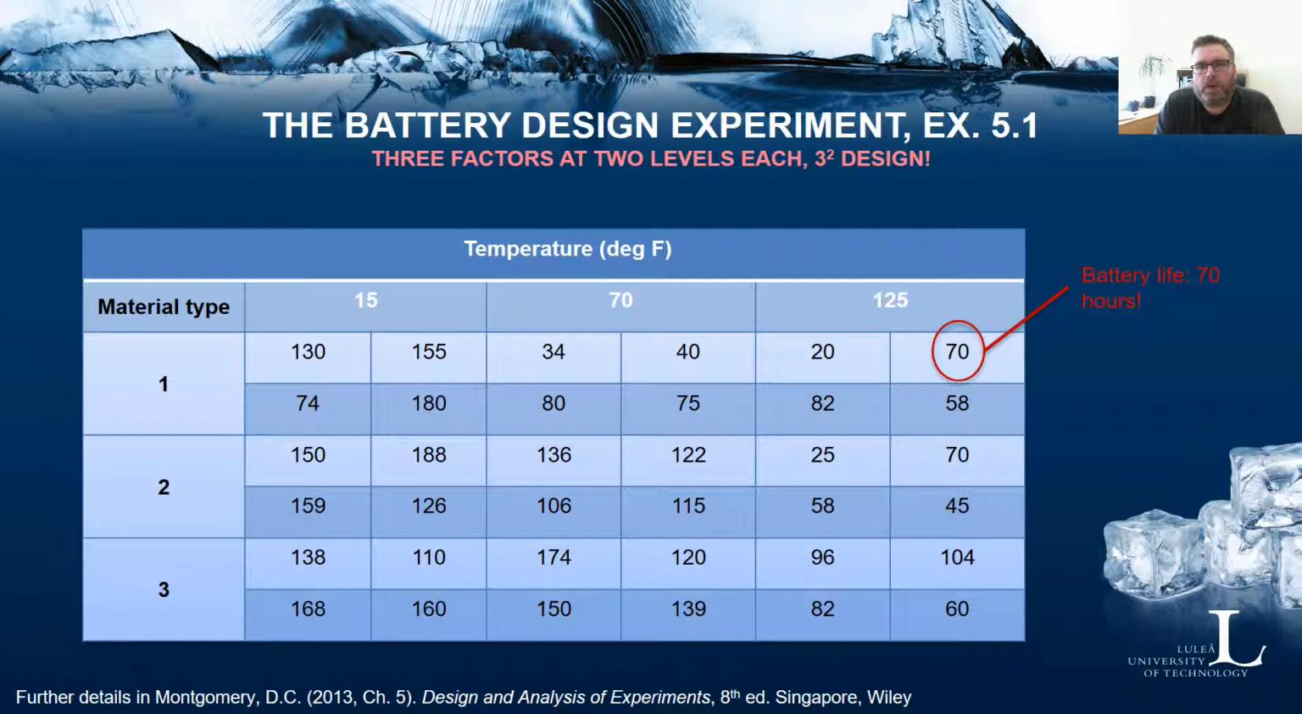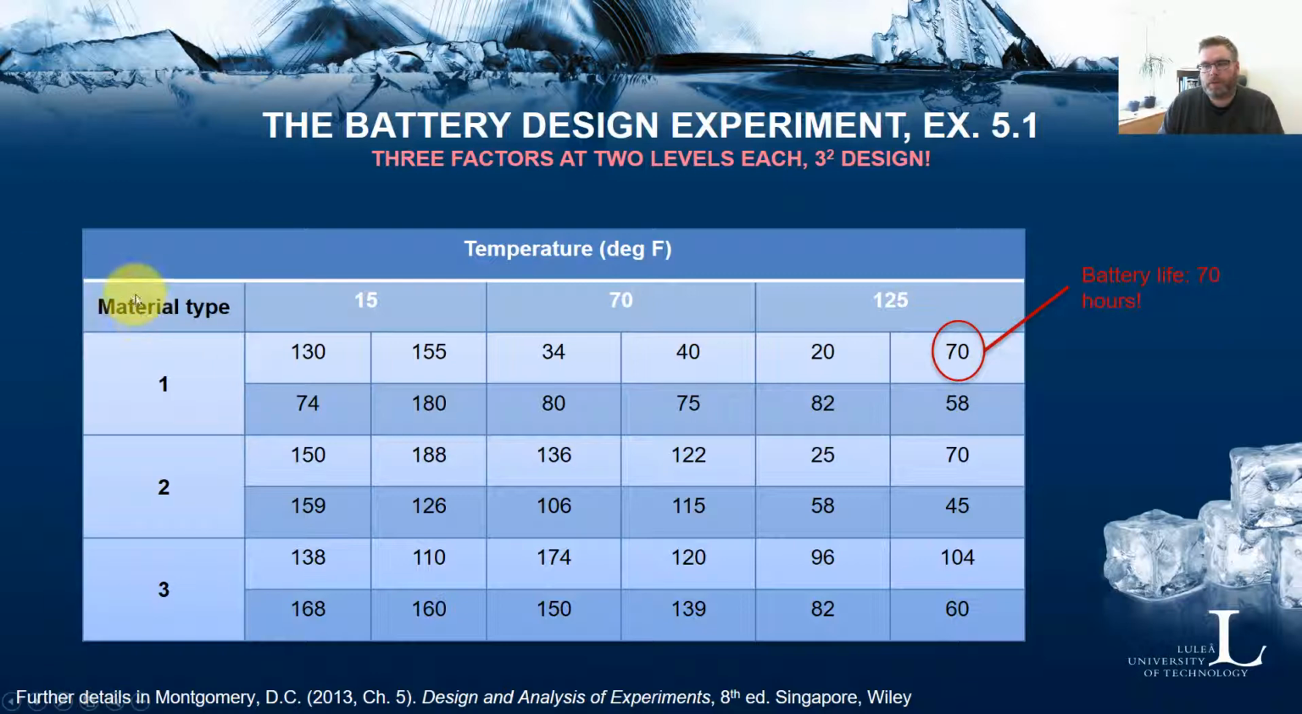So let's start by looking at an example from the course book. This example is about choosing a specific material type in battery design to get as long battery life as possible. In this example we have two experimental factors. Each factor is on 3 levels, and we have 4 replicates for each treatment. This is a full factorial design. We have 2 factors, 3 levels, and 4 replicates for each treatment.